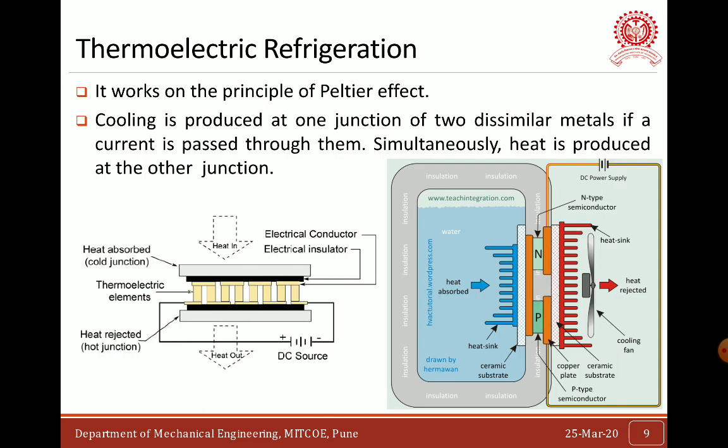Next, thermoelectric refrigeration. It works on the principle of the Peltier effect. Cooling is produced at one junction of two dissimilar metals if a current is passed through them, and simultaneously heat is produced at the other junction. On the left hand side you can see the concept diagram, how one end is at a lower temperature and one is at a higher temperature. So it is called the cold junction and hot junction, and on the right side diagram you can see how the thermoelectric refrigeration system can be used in an actual machine.